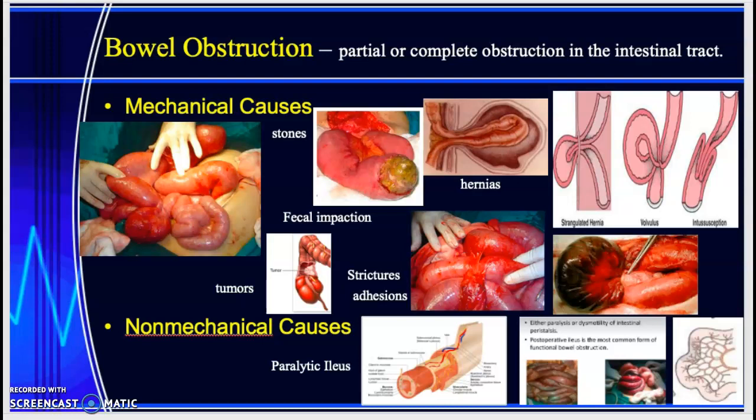Mechanical causes are things that block the passage through the intestines. Things like tumors, stones, fecal impactions, adhesions, hernias, volvulus, intussusception, stuff like this. These are things that just block the flow. And non-mechanical causes, this is where the nerves that innervate the bowel aren't working, and so therefore there are no peristaltic waves in the intestine.